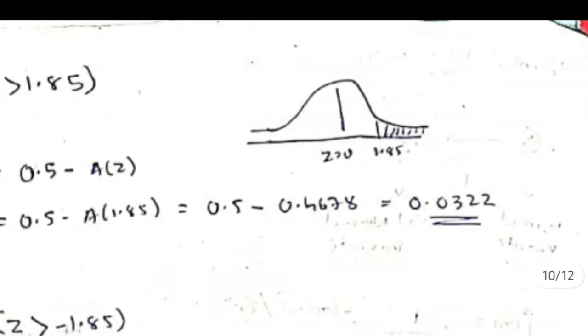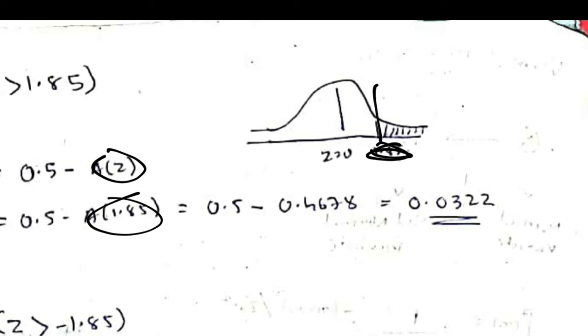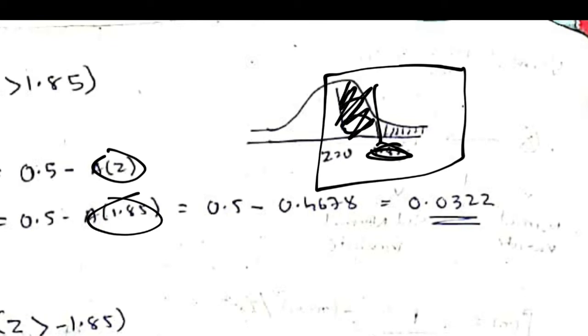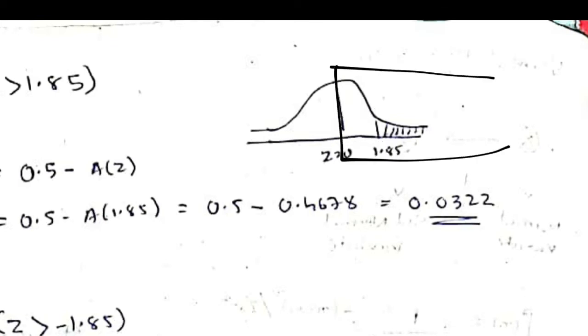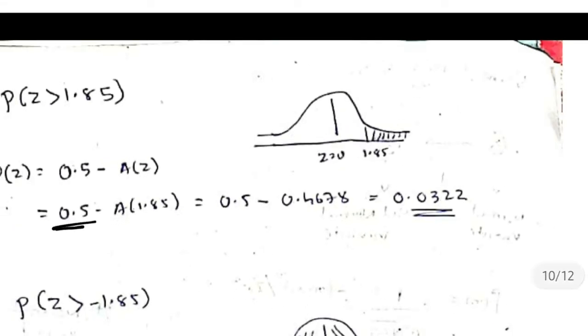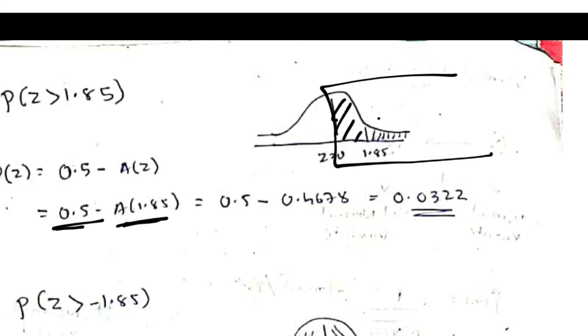This area is given by A of Z. What is the Z value? 1.85. So A of Z means area till 1.85, which means this area. If we subtract this area from 0.5, since the total from here till infinity is 0.5, we will be remaining with this area. So that's what we are doing here: 0.5, which is this whole area, minus A of 1.85, this area. So we'll get this area.